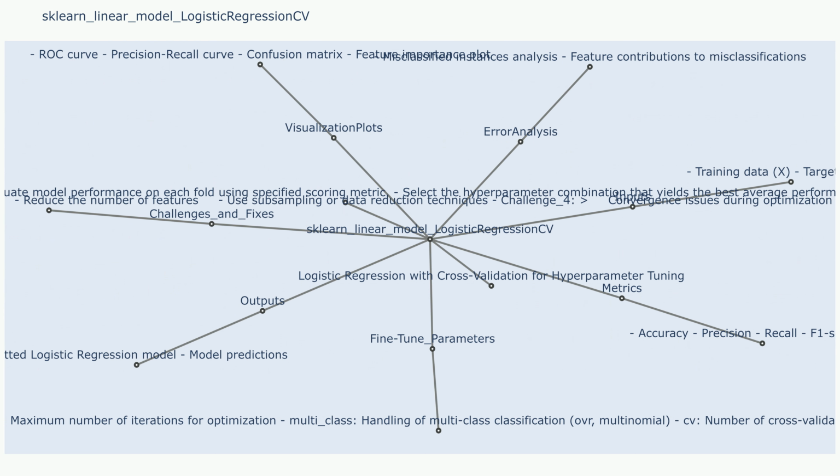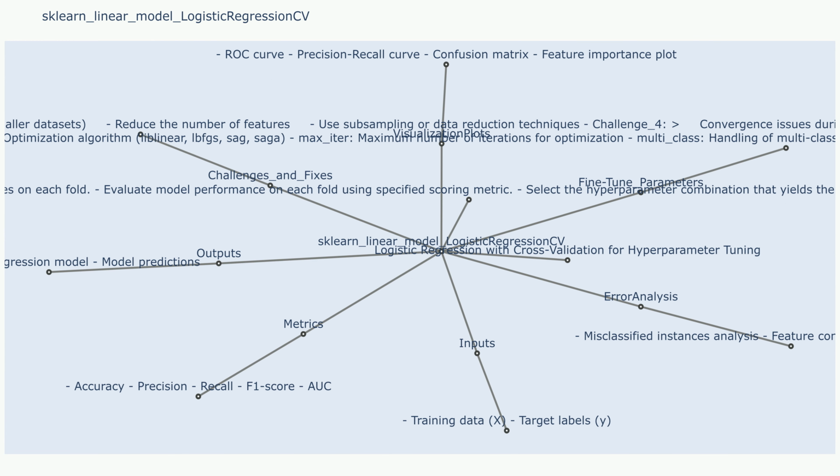Challenges and fixes. Challenge 1. Overfitting. This happens when the model learns the training data too well, resulting in poor performance on unseen data. Sample use case that resulted in challenge 1. If the model is trained on a small dataset with many features, it might overfit to the training data and perform poorly on new data.